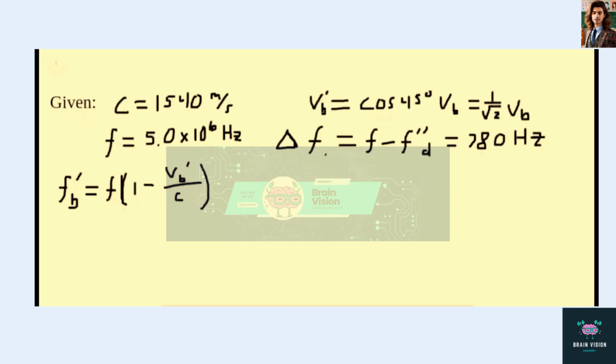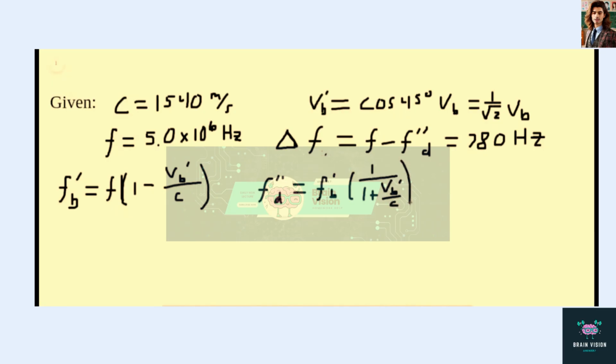Then F double prime D, which is really what we want to find, is the detected frequency. F double prime D is equal to, because this is going to be the opposite of the direction of the blood flow, F prime B times 1 over, which is the same as divided by, 1 plus V sub B prime divided by C.